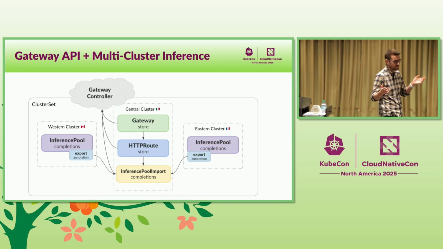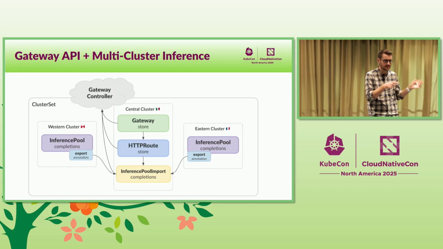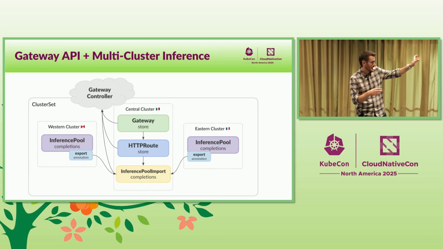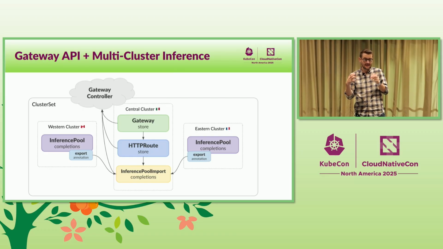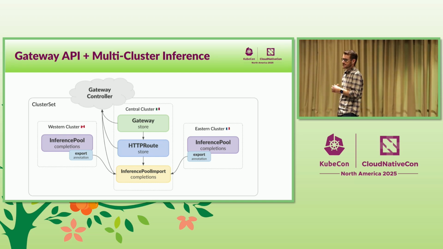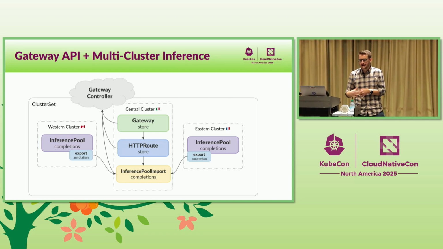Now, this looks hopefully very similar to the slide we just looked at, but instead of a service export and a service import, you just have an inference pool, and instead of having an entirely different service export resource, we just have that little annotation that says, hey, export this, make it part of the multi-cluster set of inference pools, and then we automatically, again, create inference pool imports, and you can just target those from your routes and send traffic there. So very, very similar experience.